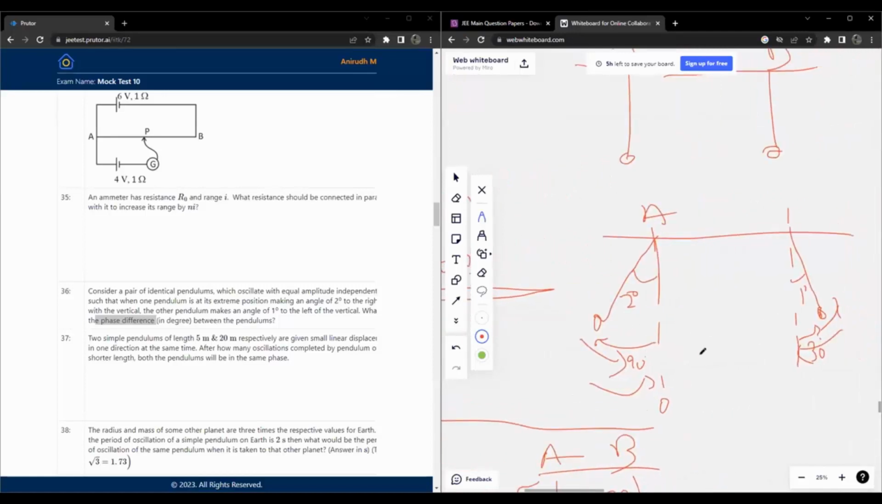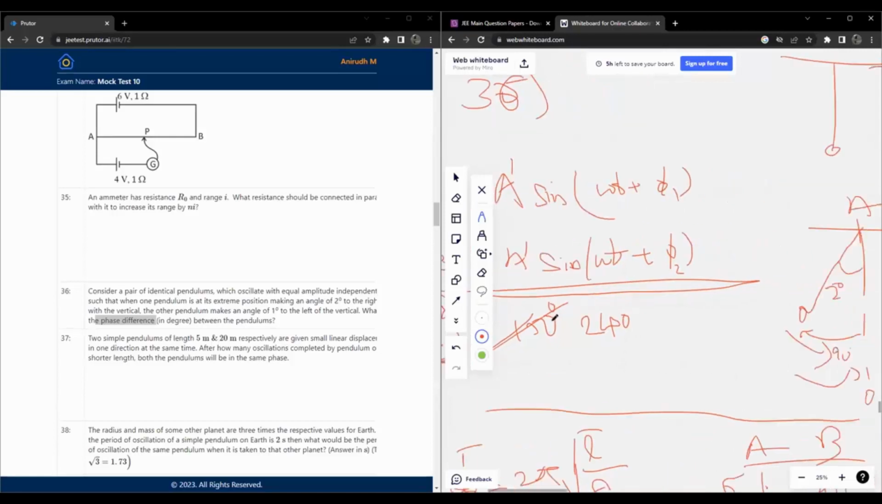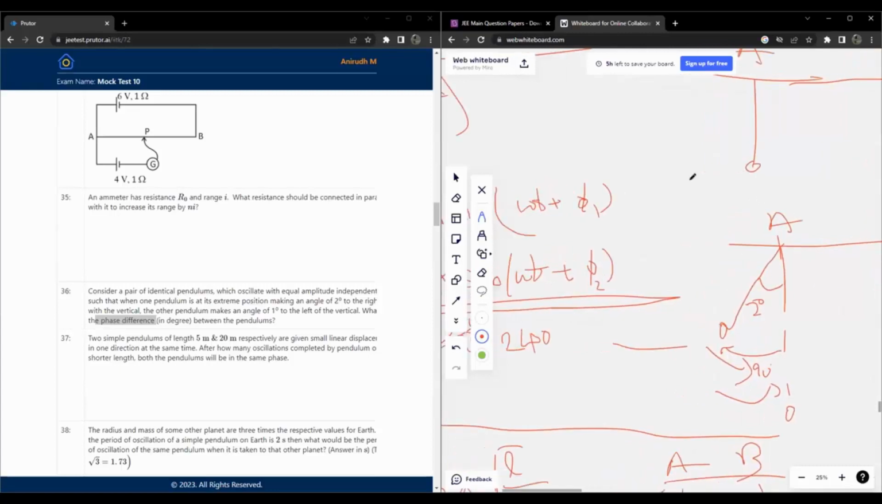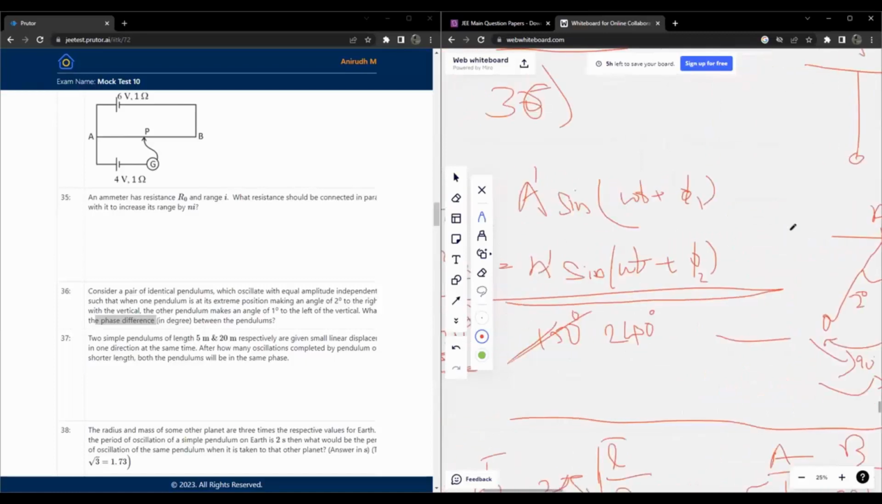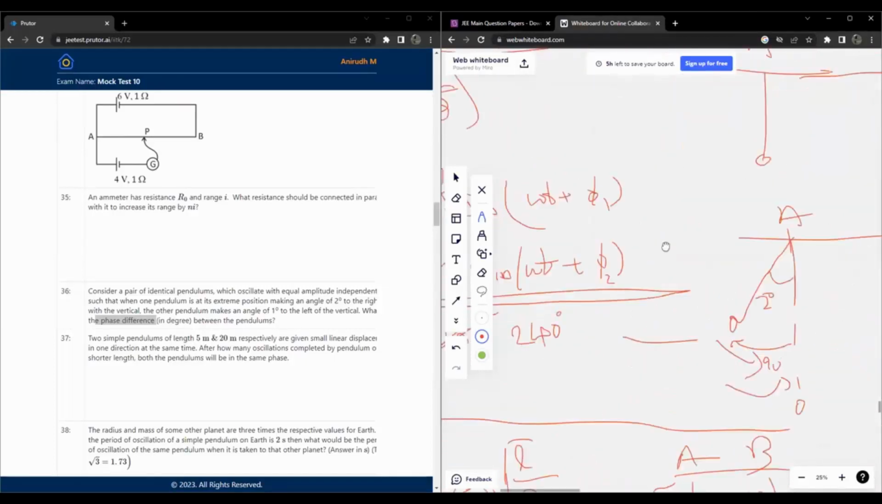So this phase difference is going to be 120 degrees, right? Because a 240 phase difference means that B follows A by 120 degrees, where a 120 phase difference means that A follows B by 120 degrees. That's it, right? So your answer is going to be 120.